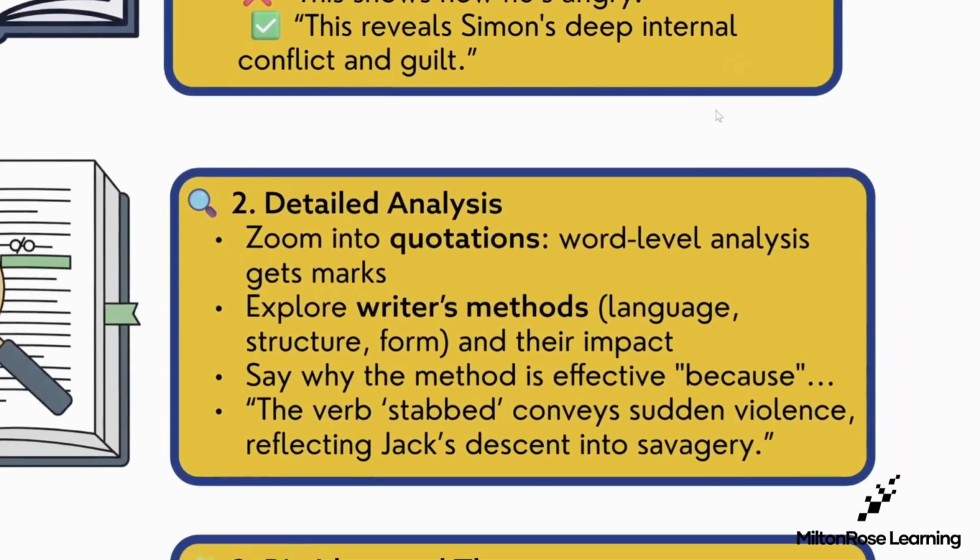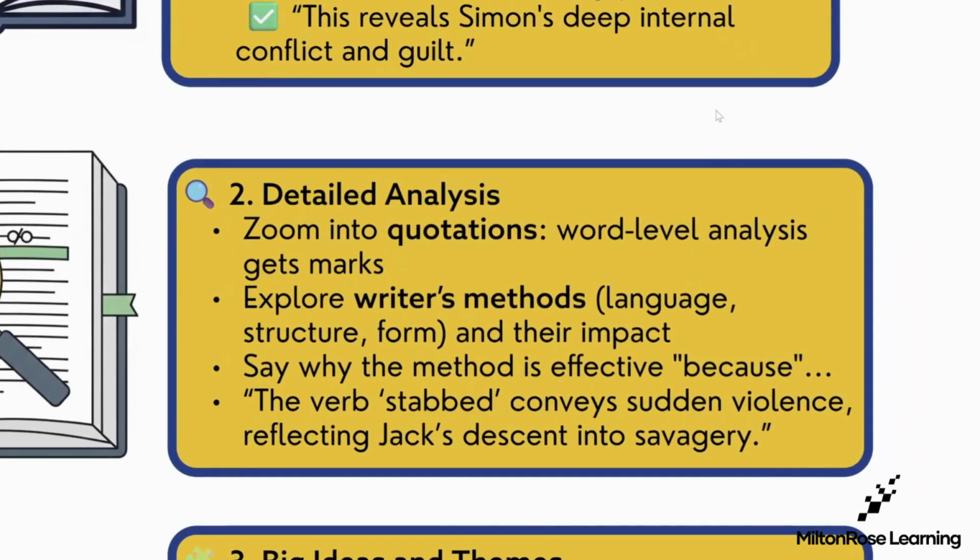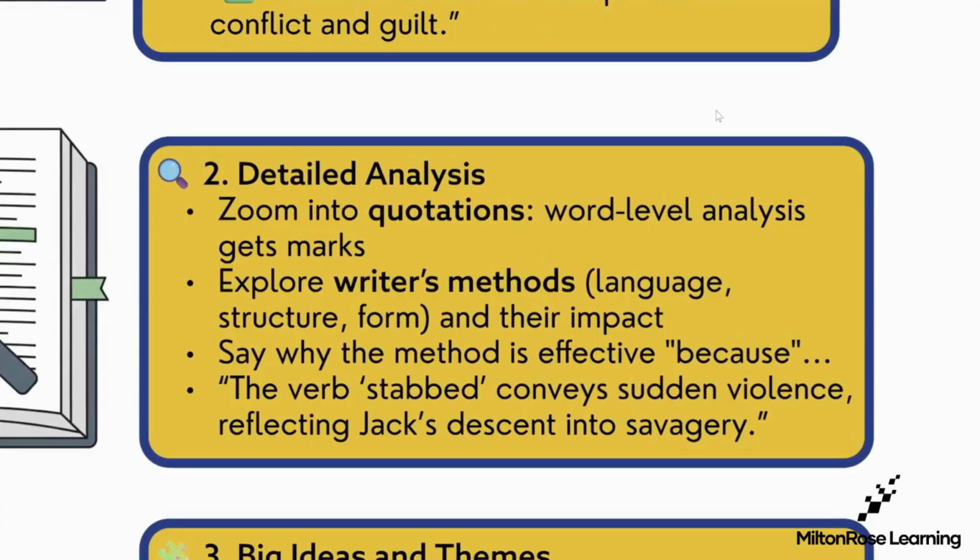Number two, what I would call detailed analysis, is basically zooming in. If you don't zoom in on keywords and phrases when you select quotes, then you've got a real problem. And there are some students who don't use any quotes at all, and then you've got a double problem there. So you must zoom in on quotes. You must explore the writer's methods and their impact. And when we say impact, we mean the emotional impact and the emotional effects that the language is creating on the reader.